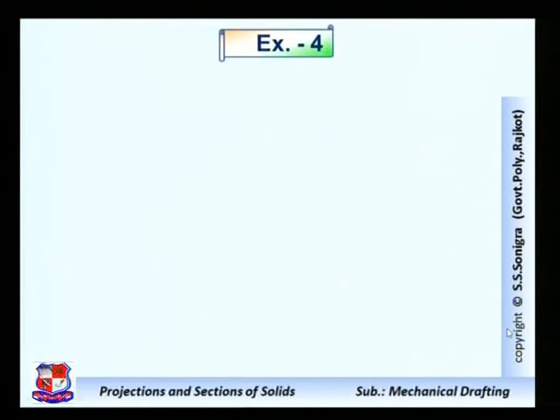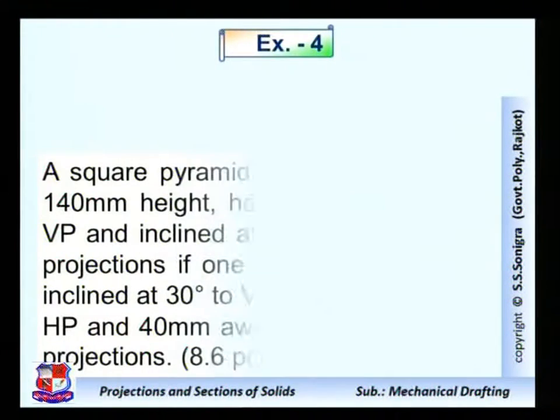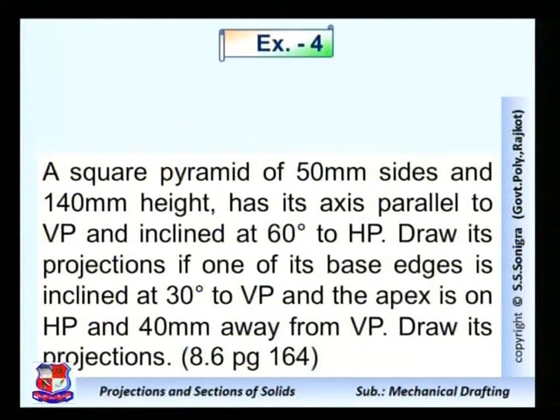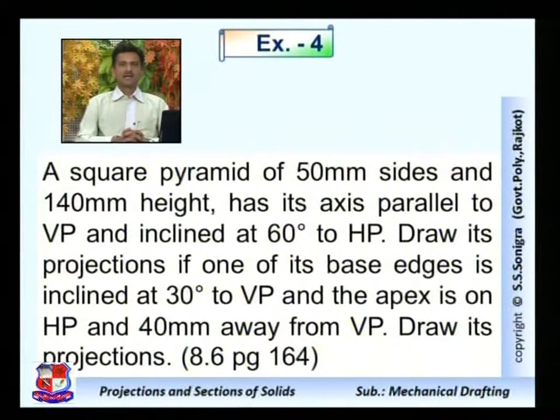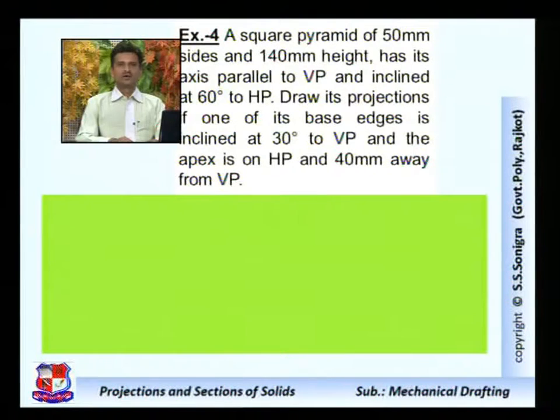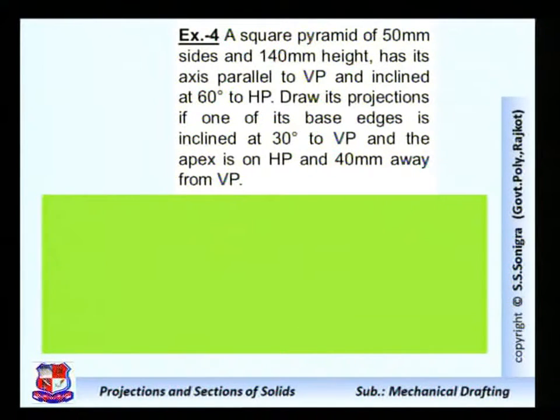Now next problem, problem number 4, and the data is given like this. A square pyramid of 50 mm sides and 140 mm height has its axis parallel to VP and inclined at 60 degree to HP. Draw its projections if one of its base edges is inclined at 30 degree to VP and the apex is on HP and 40 mm away from VP. Draw its projections. So here this is the data, and we have to shorten this data. So how to shorten this data? This is the full data which is given to us.